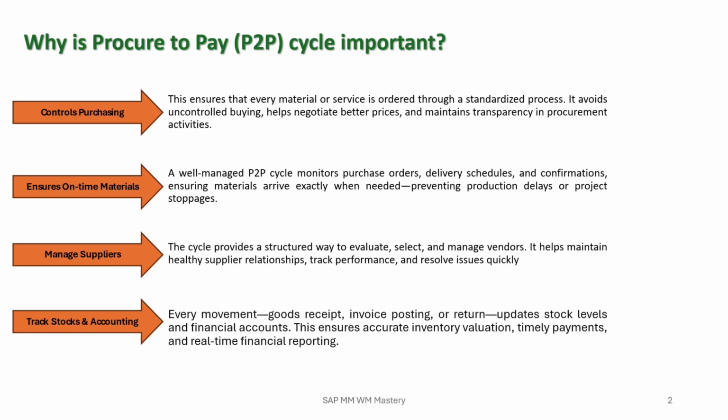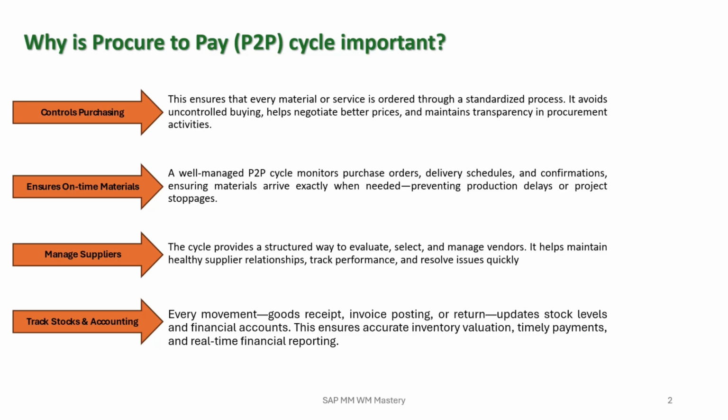The next thing is tracking stocks and accounting entries. Every goods receipt and invoice posting updates inventory and financial accounts in real time. This ensures accurate stock levels, correct valuation, and precise financial reporting. So these are all the key reasons the Procure-to-Pay cycle is important.